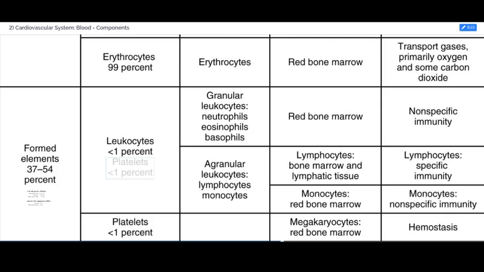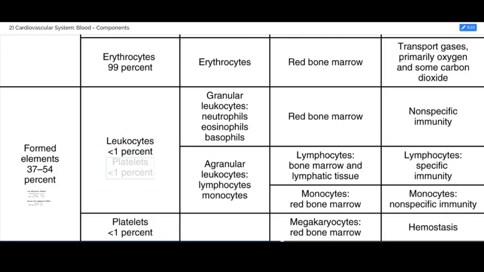Second, I've tried to cover up where they duplicated some information. Under where it says leukocytes less than 1%, it actually says platelets less than 1%, and then it says platelets less than 1% in the bottom row also. So just an odd little duplication there.